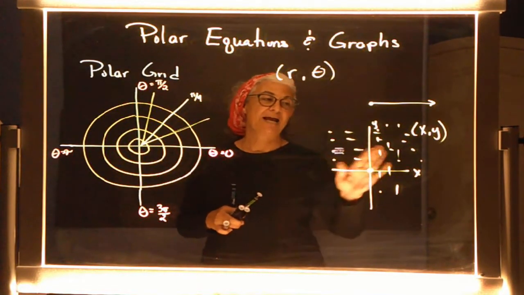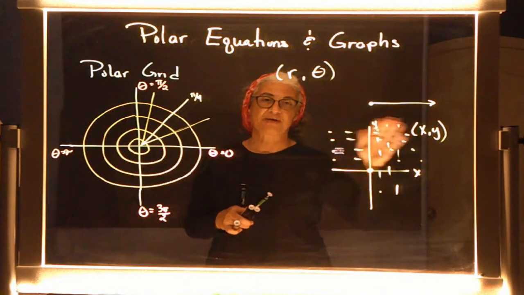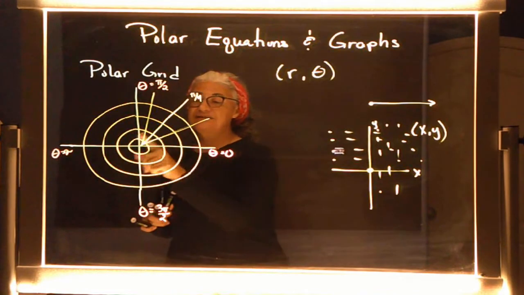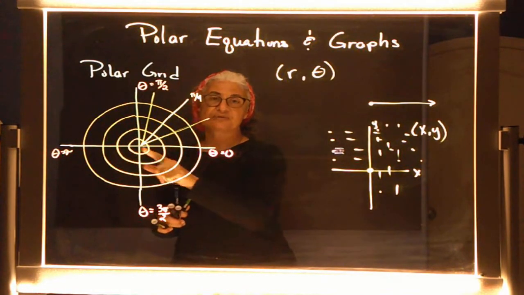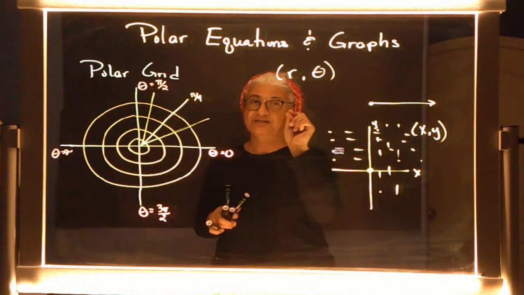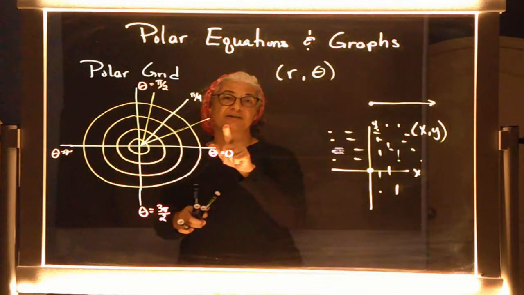Now, I don't have these grids to make up squares. What I have is these concentric circles. And these circles are representing R. Okay, so understand that. These circles are representing R.